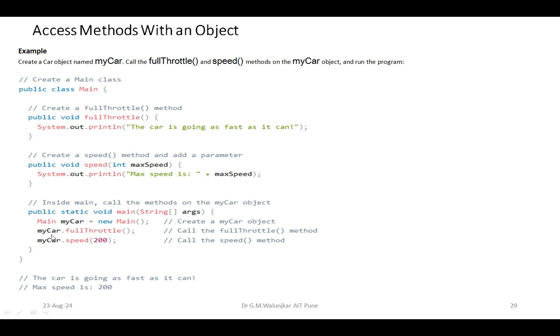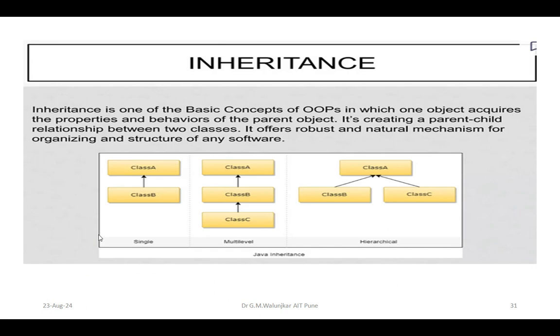Then we are calling myCar.fullThrottle. So it will call this particular full throttle method. It is going to print that the car is going to pass as it can first. And then we are calling myCar.speed(200). So this 200 is the parameter that we are passing to the speed method. It will print the speed as the max speed is 200. So both are public methods, one without a parameter and another with a parameter, as we are seeing here.